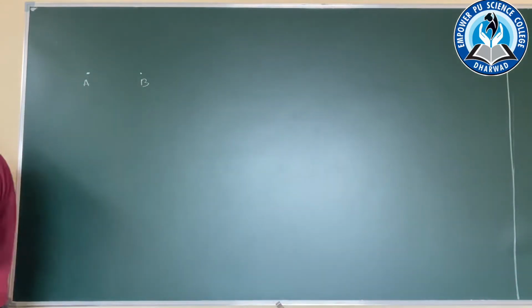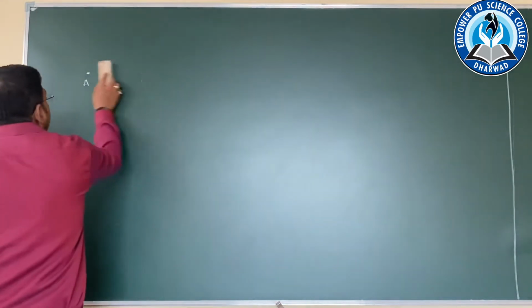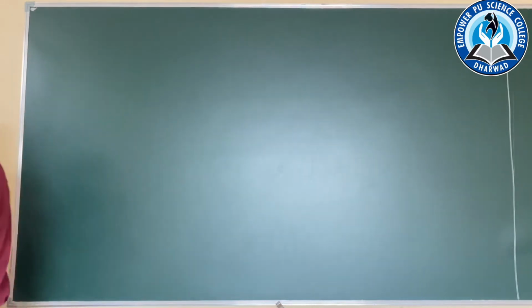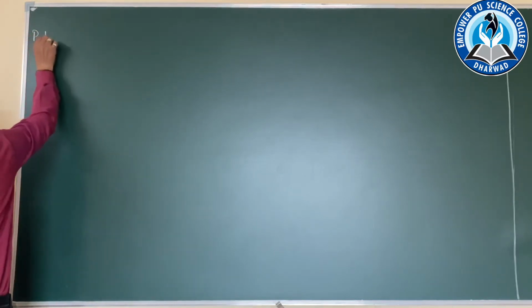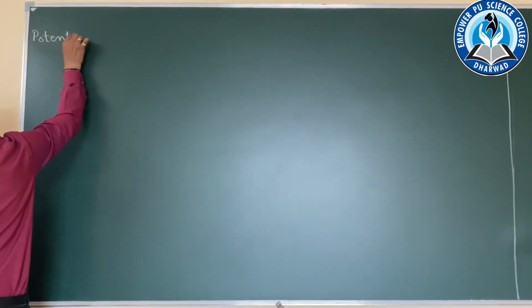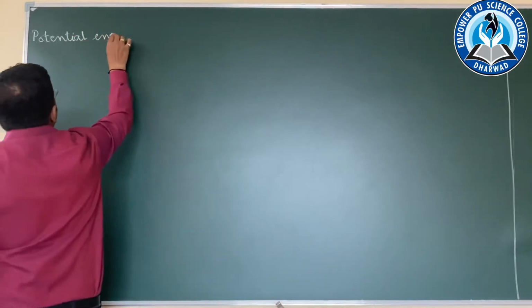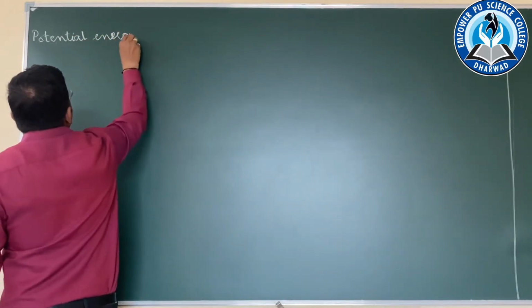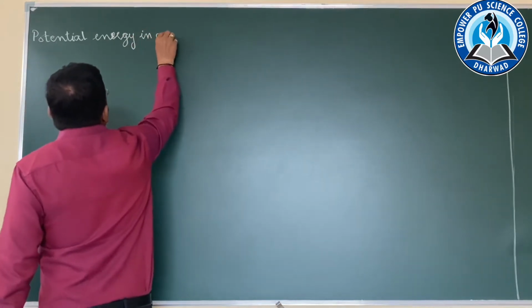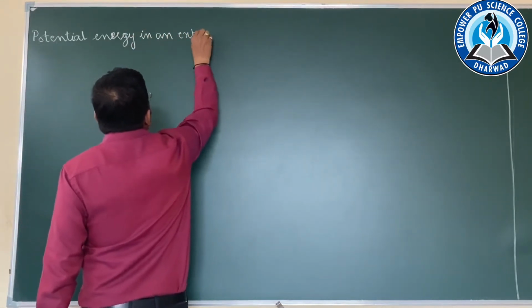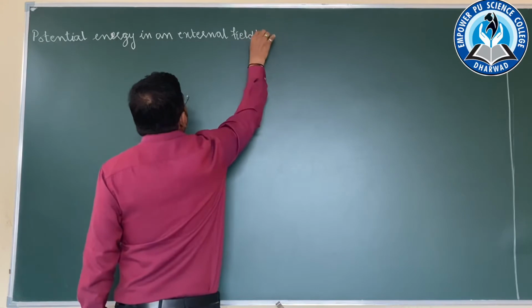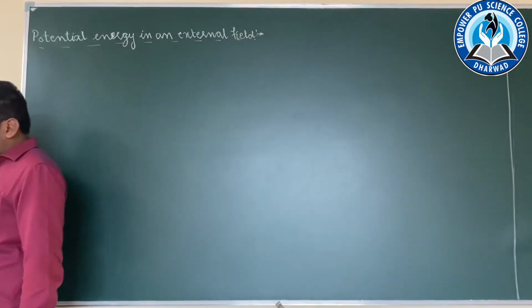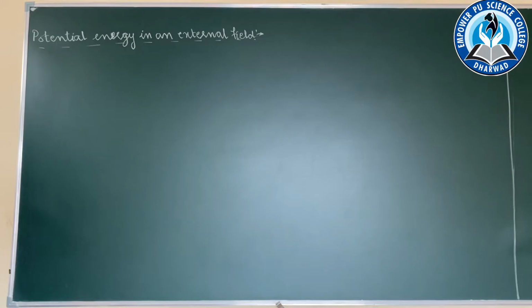Now we need to derive the same thing in the presence of an external field. Potential energy in an external field. When there is a presence of field, we need to find out what the potential energy is going to be.